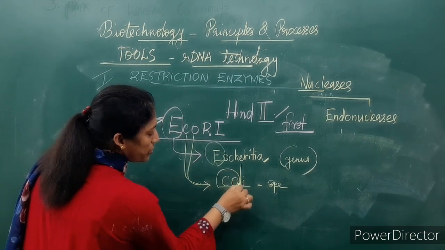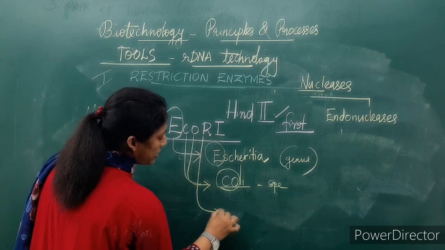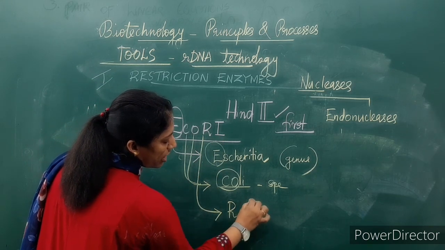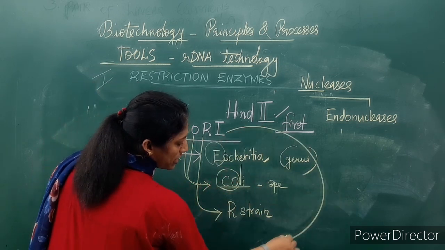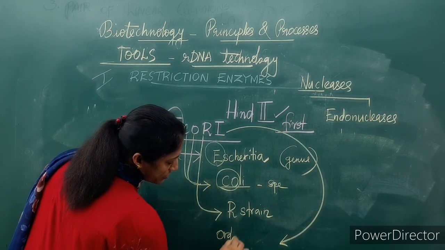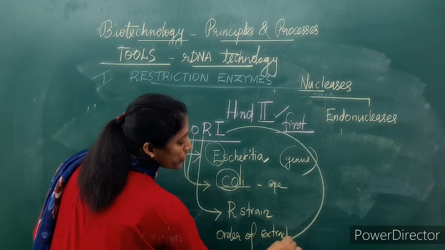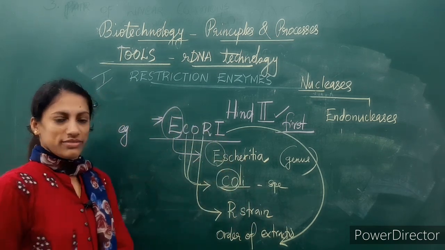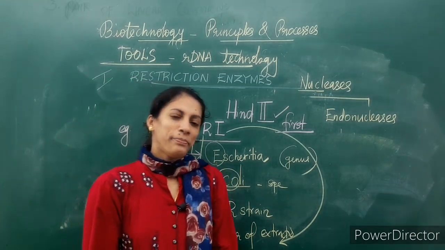Species name, first two letters. And this one indicates the strain, R strain, which strain it is. And this number indicates the order of extraction. I mean, this is the first one extracted from E. coli. Okay, about the naming of the restriction enzyme.